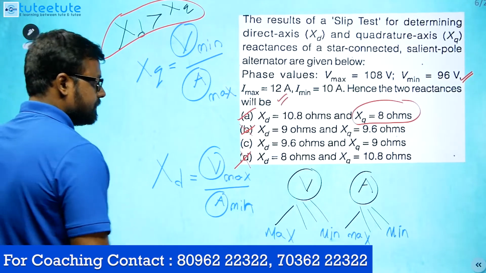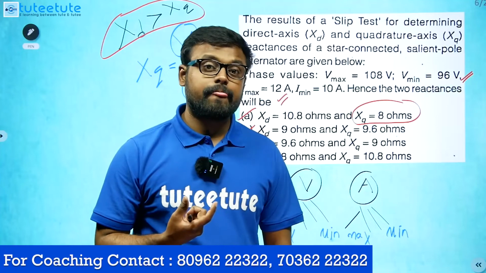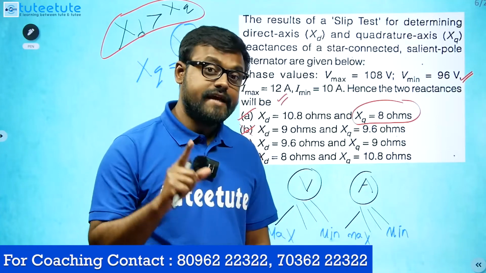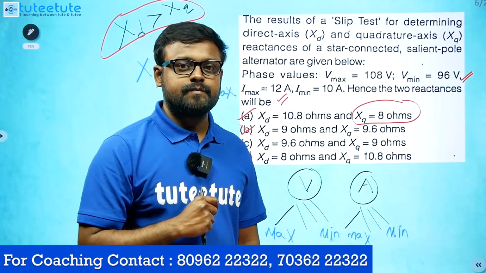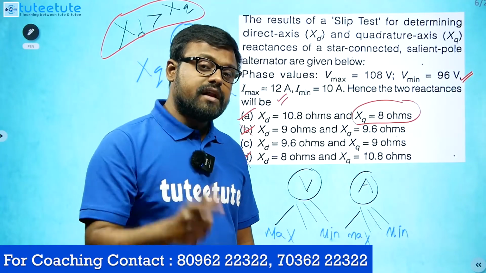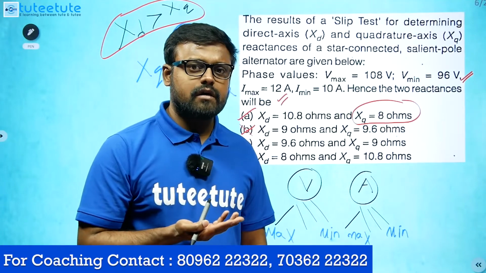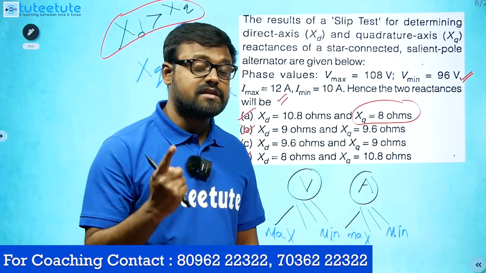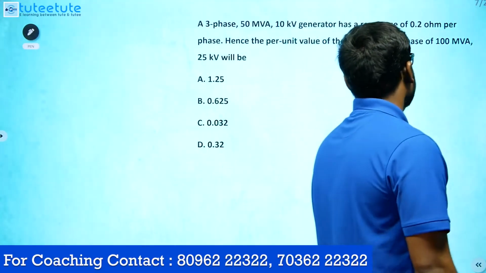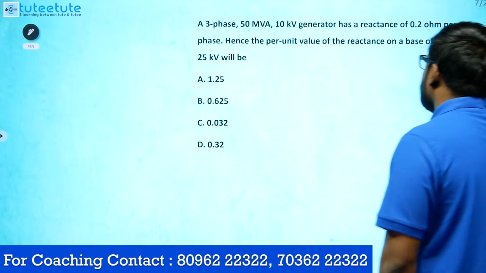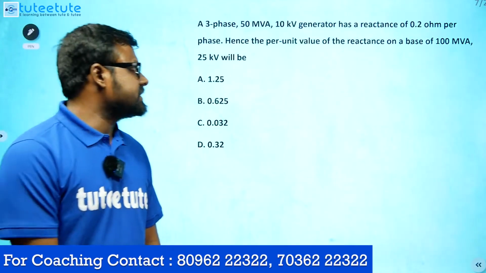A very good question. So you can get these types of questions particularly in engineering services exams, state public service commission exams, SSC junior engineer exams, and they may be asked for 1 mark in the GATE exam as well. A 3-phase 50 MVA 10 kV generator has a reactance of 0.2 ohms per phase. Fine. The reactance of the generator is given.